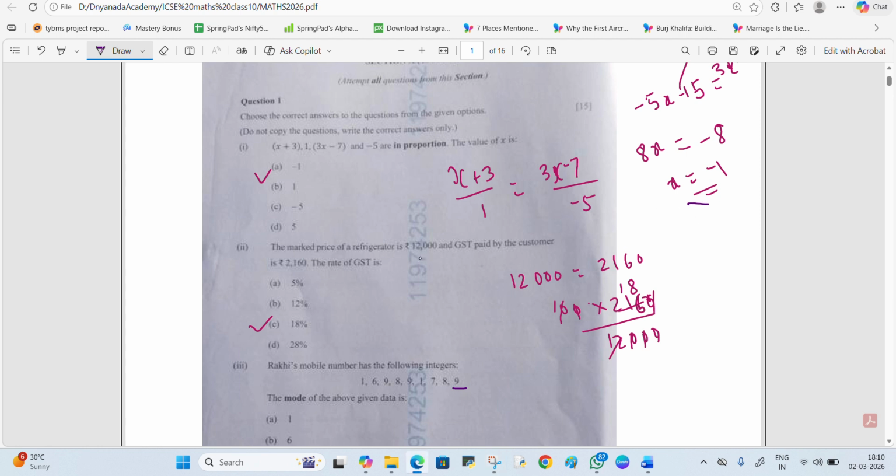Now, the marked price of a refrigerator is 12,000. GST paid is 2,160. So for 12,000 you get 2,160. So for 100, how much percentage? It will come as 18%.